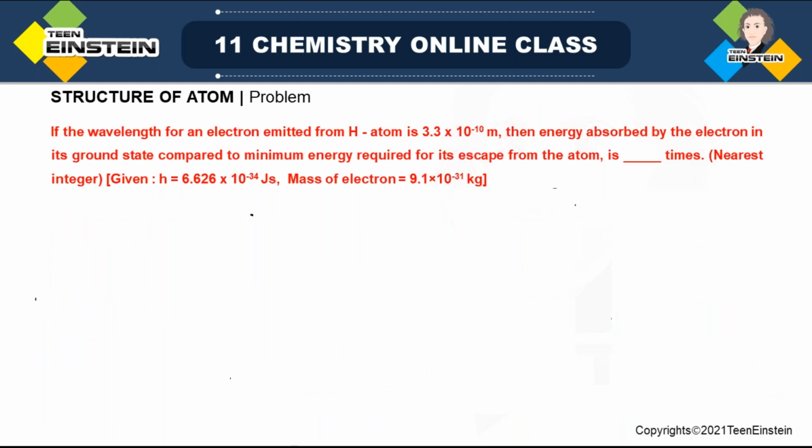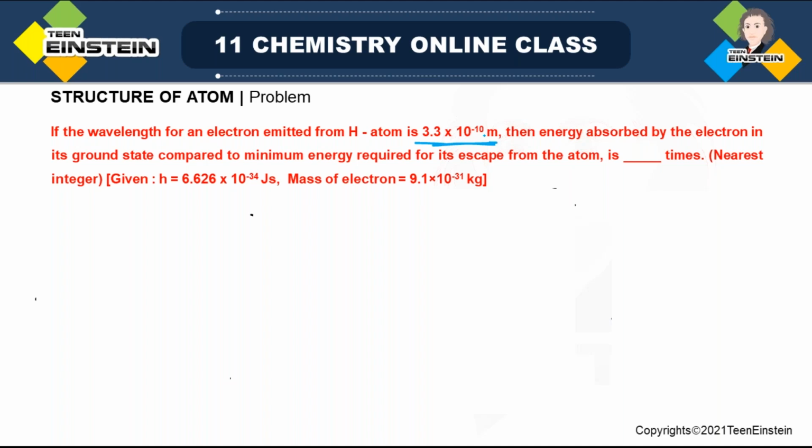Next problem, also we will use the same formula and you can find some similarity also with the previous problem. So here it is saying if the wavelength for an electron, again emitted from hydrogen atom. Now wavelength is given. In the previous problem, you have found finally the wavelength, but here wavelength is given.